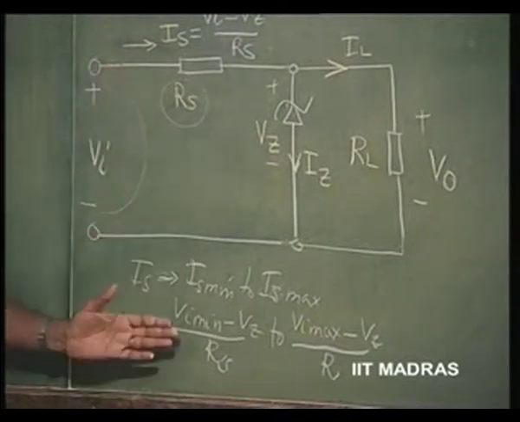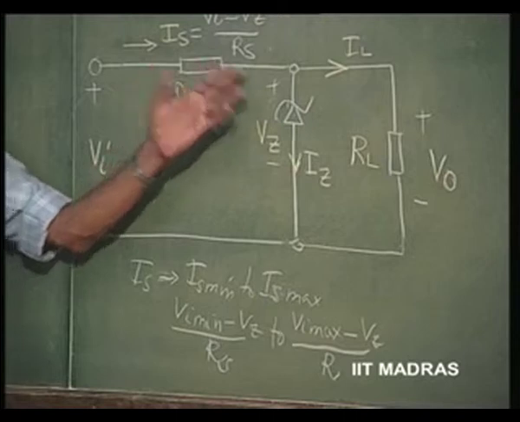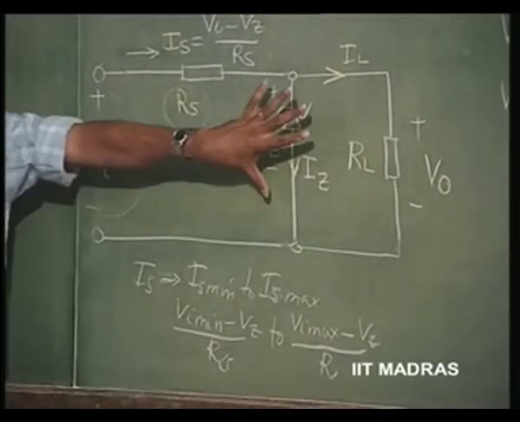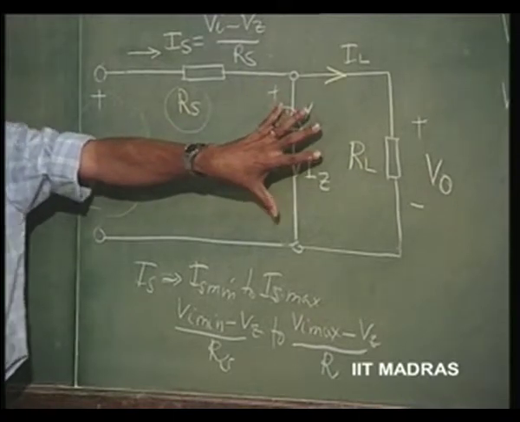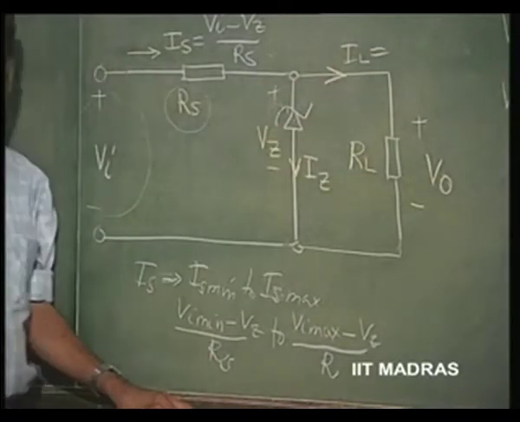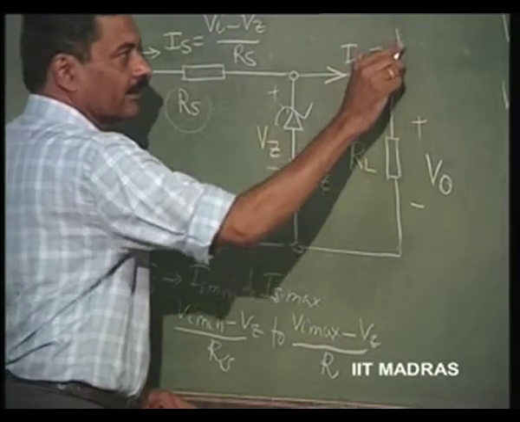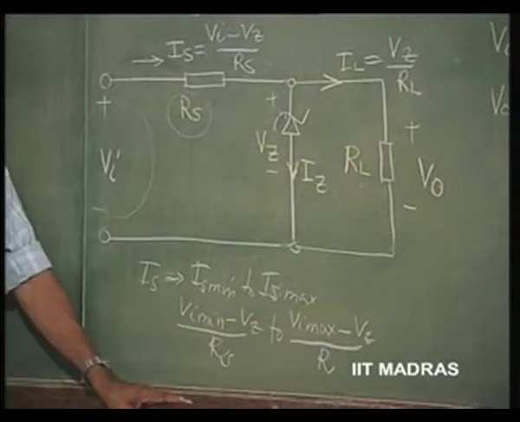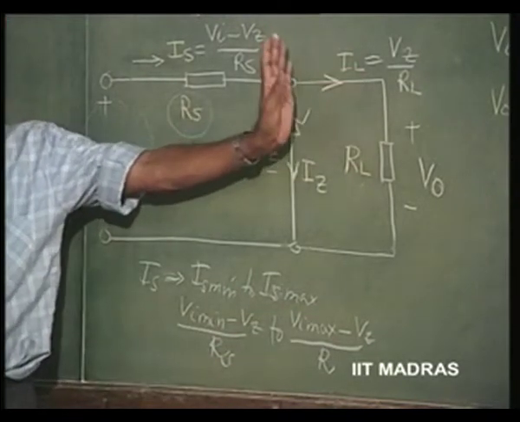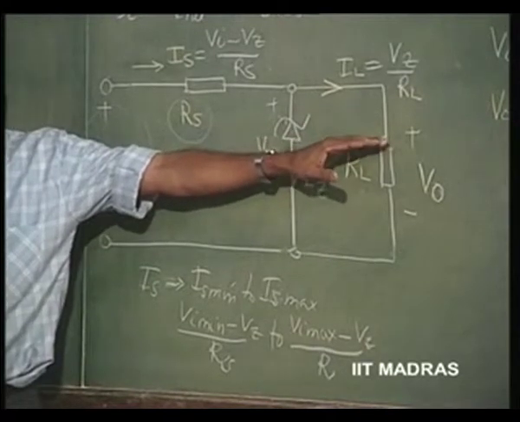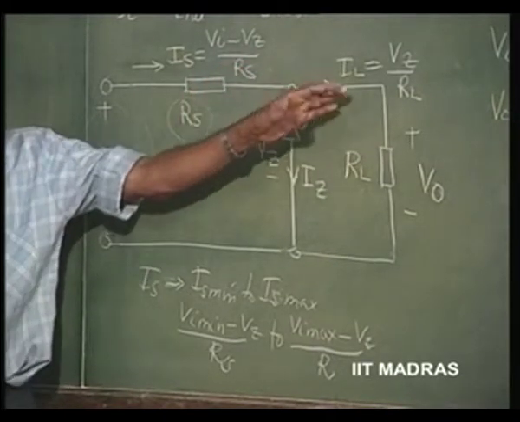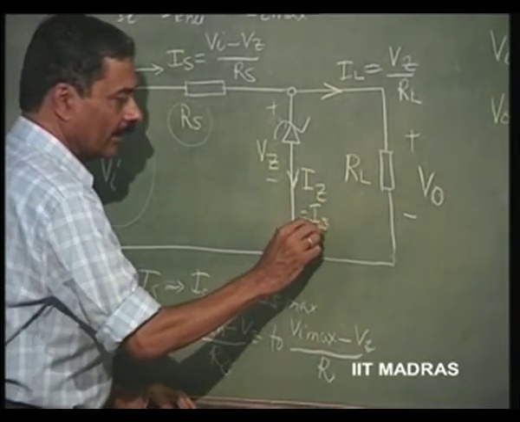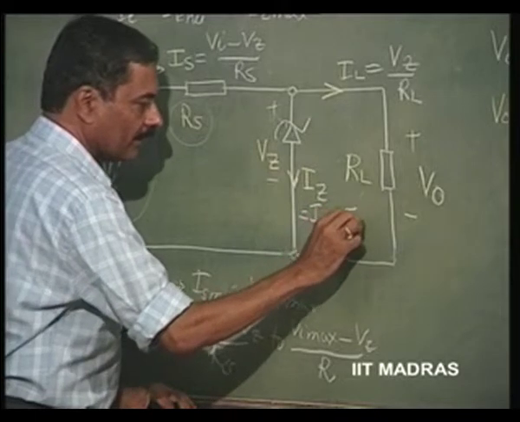If V I is changing from a minimum to maximum, obviously the current I S is going to change from a minimum to maximum. Why? This voltage is essentially constant. That means I L is essentially constant if R L is constant. So, if R L is constant, then I L is going to be constant. You are going to deduct this I L from this. So, I Z is equal to I S minus I L.